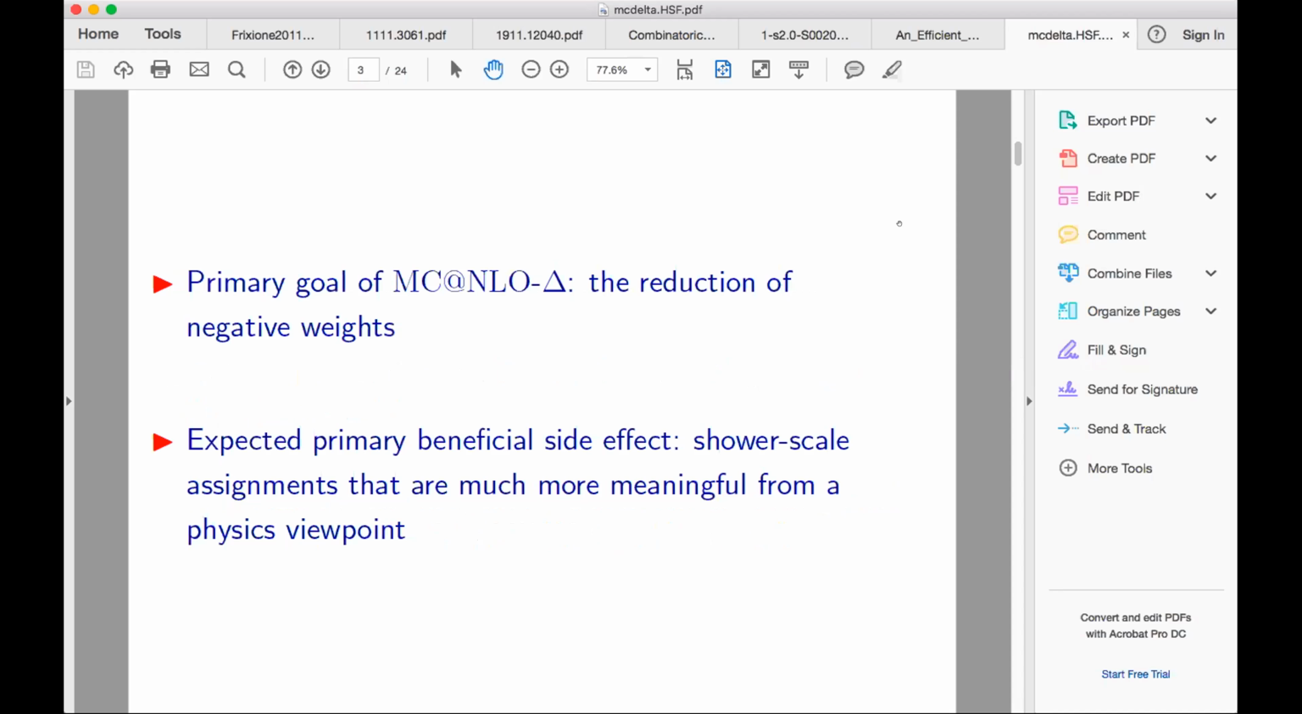So the primary goal is the reduction of negative weights. And there is an expected primary beneficial side effect, which is that the shower scale assignments are much more meaningful from a physics viewpoint with respect to those in MC@NLO, in POWHEG, and in essentially all of the generators that are currently used.